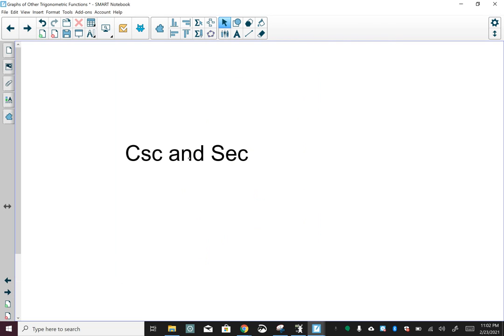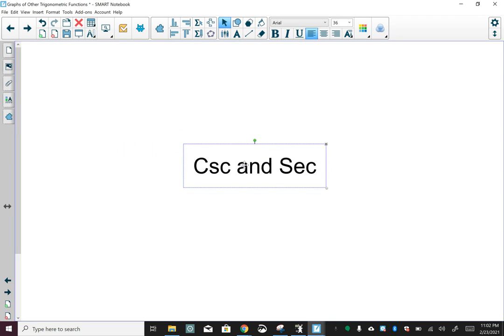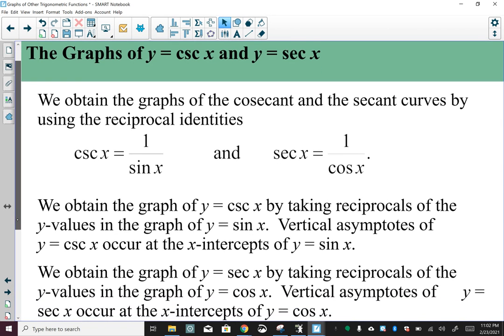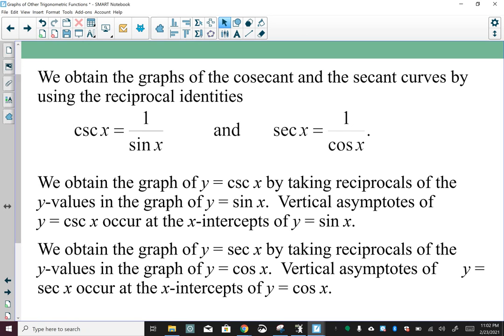All right. Let's talk about cosecant and secant. Now, we talk about these kind of in the same context as we do with your sine and cosines. The difference is that with cosecant and secant, we are not continuous. So the only two graphs that are continuous are sine and cosine.